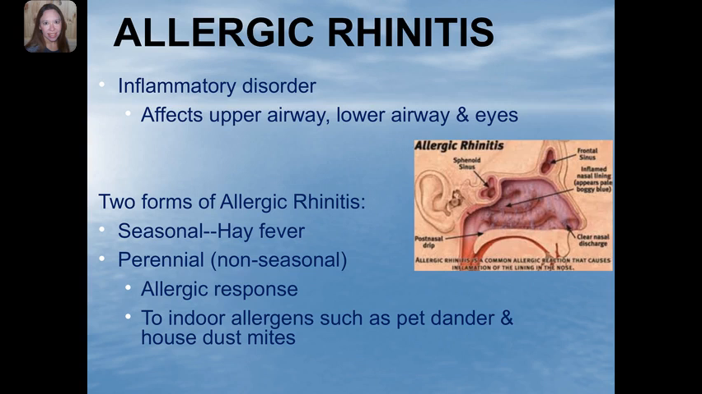It is an inflammatory disorder. It is going to affect the upper airway, the lower airway, and it's also going to affect the eyes. When it comes to allergic rhinitis, there are two different forms. There's going to be seasonal, which we also call hay fever. Have you ever heard somebody say, oh, I have seasonal allergies, I have trouble with hay fever? A lot of times it's not people that are allergic to hay, it's just the changing of the seasons.